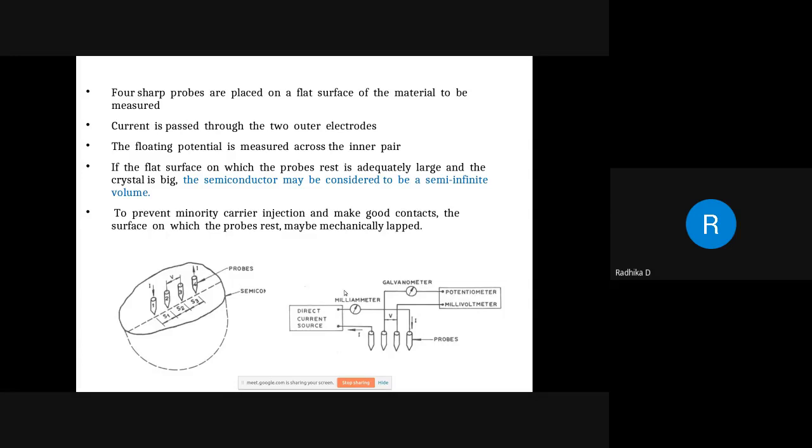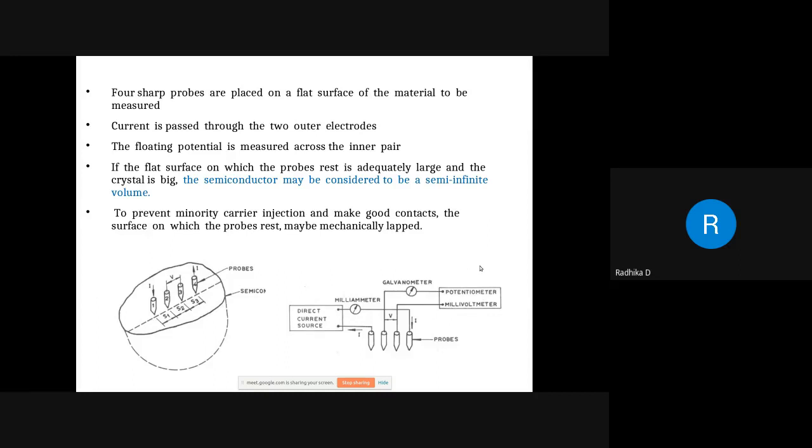Now this I have shown in another way, and your connection will be similar. There is a current source which is connected, then there is an ammeter, and then for the potential there is a galvanometer or potentiometer or voltmeter. I'd better say that you are using a voltmeter for the connection.